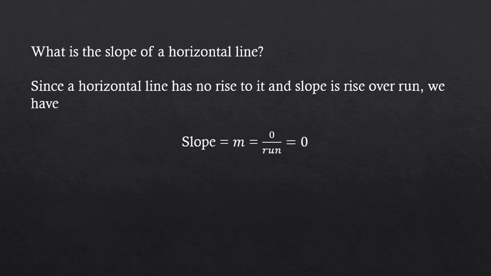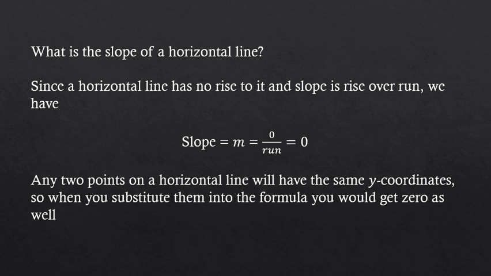So since a horizontal line has no rise to it, and the slope is rise over run, the slope, m, is going to be 0 divided by whatever our run is, and 0 divided by something that's not 0 is 0. So thus a horizontal line has slope 0. Another way you could figure out that the slope was 0 is the fact that any 2 points on a horizontal line will have the same y-coordinates. So if you take those points, substitute them into the formula for slope, you would get 0 as well.